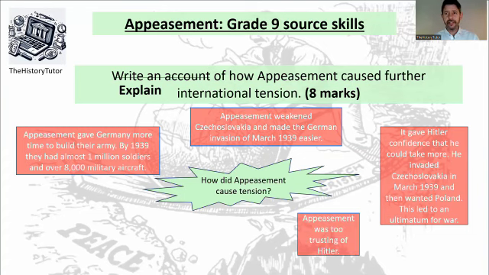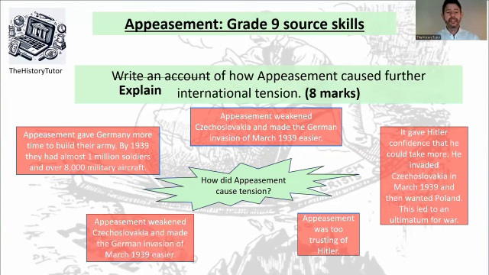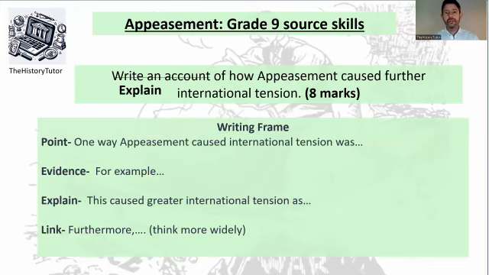Appeasement was too trusting of Hitler, and it allowed him to do what he wanted, really. Appeasement weakened Czechoslovakia and made German invasion much easier. Okay. And of course, we can think about wider ideas to Russia or France being dismayed by it all. Okay. So how are we going to write this then?